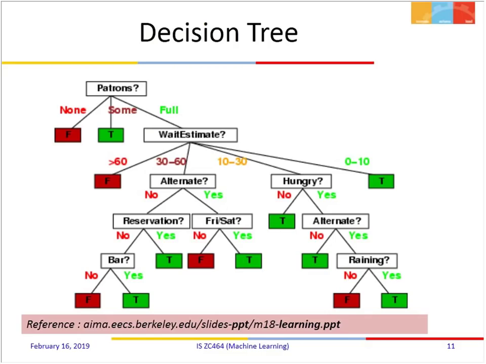So the decision tree is made in some order. Probably I decided to use patterns, wait estimate, alternate, hungry, etc. as different nodes for testing. And wherever these are the red leaf nodes, they say that it is False, right? And wherever this is a green leaf node, it is True. So that means there you have to wait, and somewhere you do not have to wait.